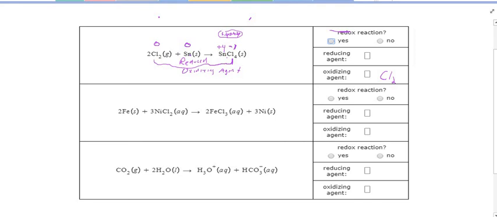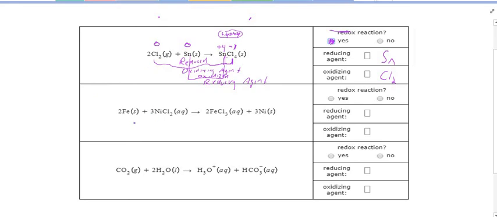Alright, let's look at the tin. The tin goes from a 0, my lines are going to look really bad here, so 0 to a +4. That is being oxidized. The oxidation state is going up, 0 to a +4. It is being oxidized. Therefore, by definition, it is the reducing agent. So in this case, the reducing agent is Sn. So yes, that is oxidation reduction. We have tin, and the chlorine is the oxidizing agent.